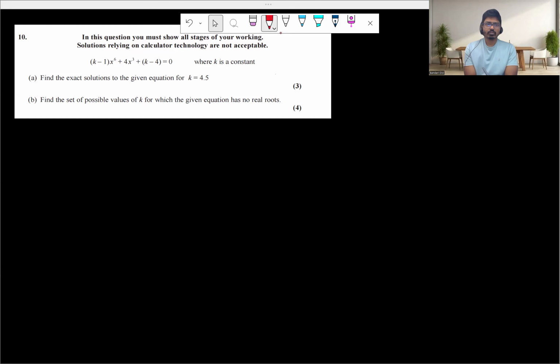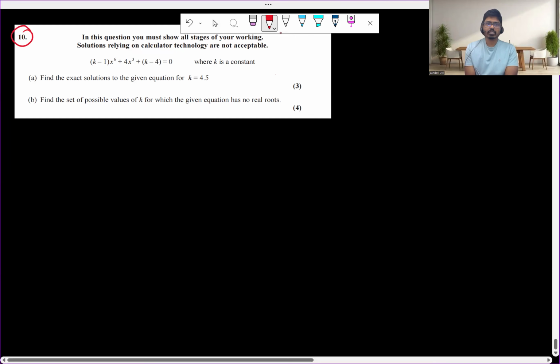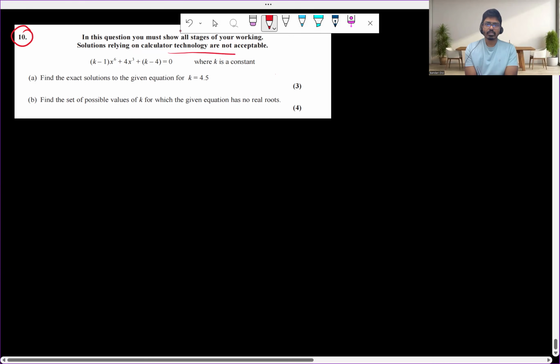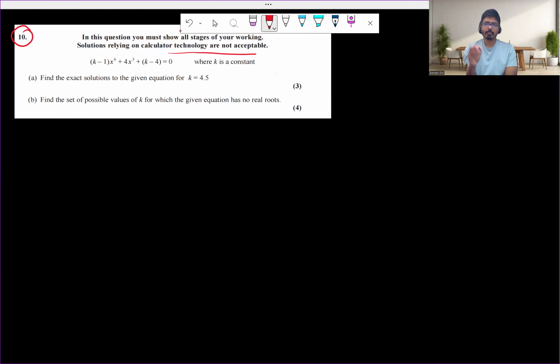So hello everyone. We are going to start with question 10. This question says we have to show the stages of working. Solutions relying on calculator technology are not acceptable, which means we are not supposed to rely entirely on the calculator. Of course, we can use it for some calculations, but relying on it entirely is not acceptable.